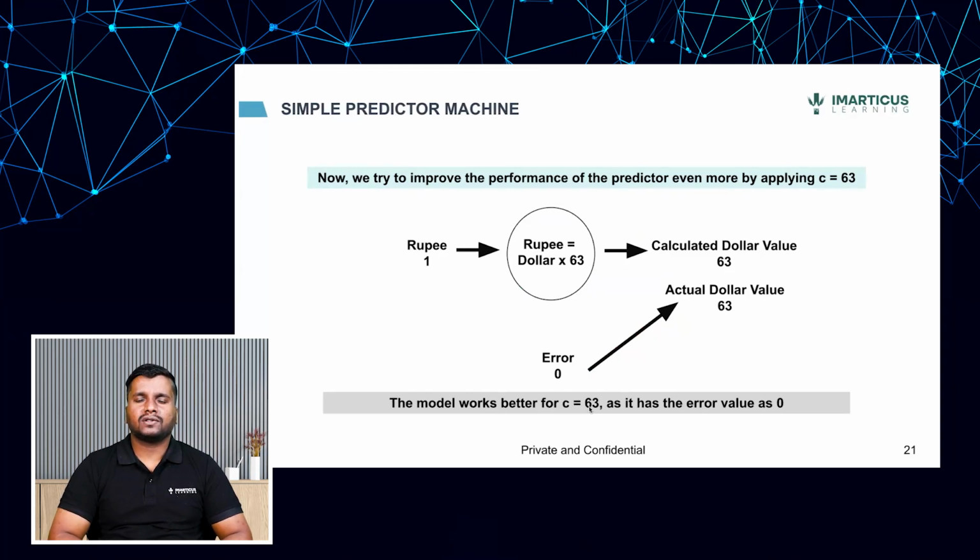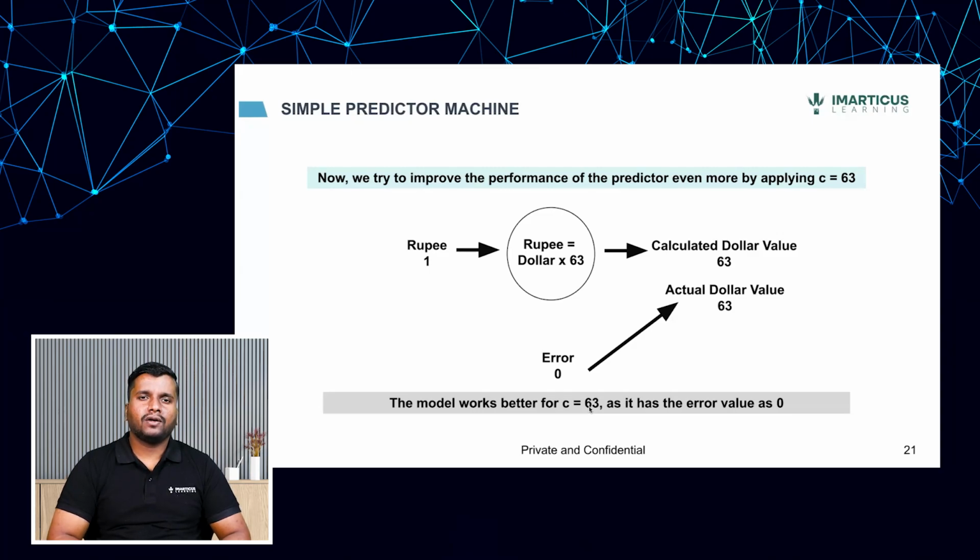Earlier the C value was 60 and the current C value was 70, so the correct value has to be somewhere between 60 and 70. We will keep the C value as 63 right now, and if we do the prediction, we can see that the error is going to be 0, because if C is 63, the calculated value is 63 and the actual value is 63, therefore the error is equal to 0. So the model works perfectly for C is equal to 63.